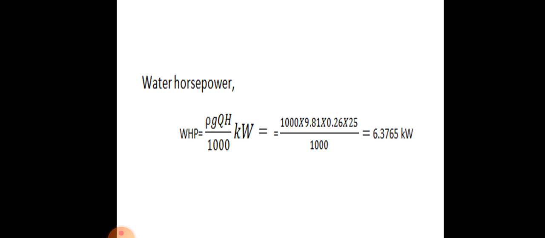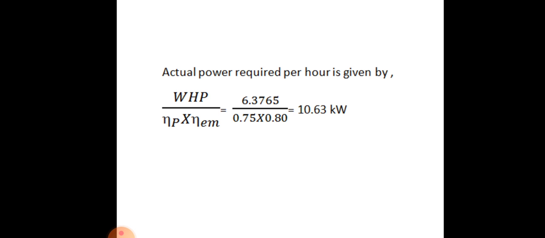We already studied in fluid mechanics the expression for water horsepower: WHP can be computed by the expression WHP = ρgQH / 1000. We obtain the value of water horsepower in kilowatts. Here the values of Q and H are given in the problem, and of course the ρ value of water is 1000. Substituting all these values, you will obtain the water horsepower as 6.3765 kilowatts.